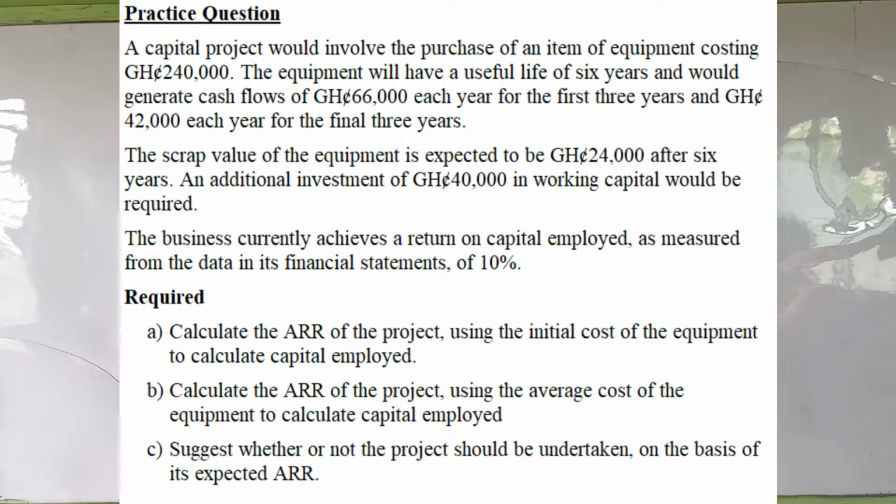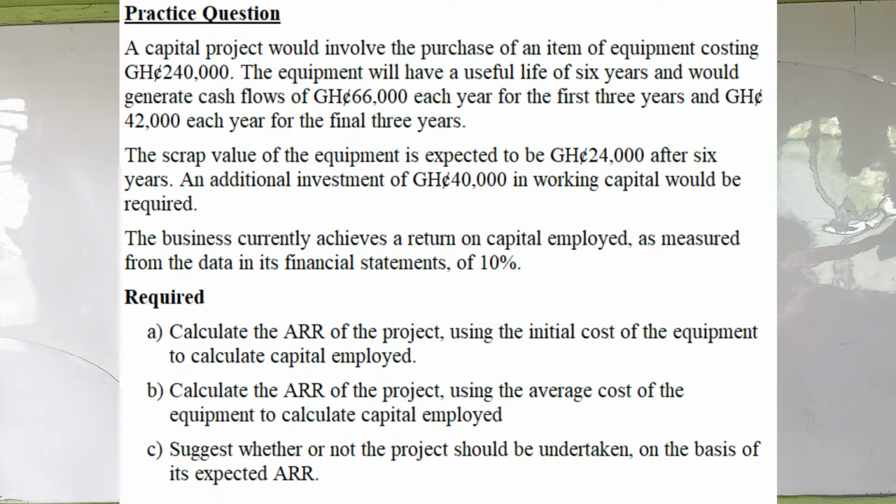A capital project would involve the purchase of an item of equipment costing 240,000 Ghana cedis. The equipment will have a useful life of 6 years and would generate cash flows of 66,000 Ghana cedis each year for the first 3 years and 42,000 Ghana cedis each year for the final 3 years. The scrap value of the equipment is expected to be 24,000 Ghana cedis after 6 years. An additional investment of 40,000 Ghana cedis in working capital would be required.